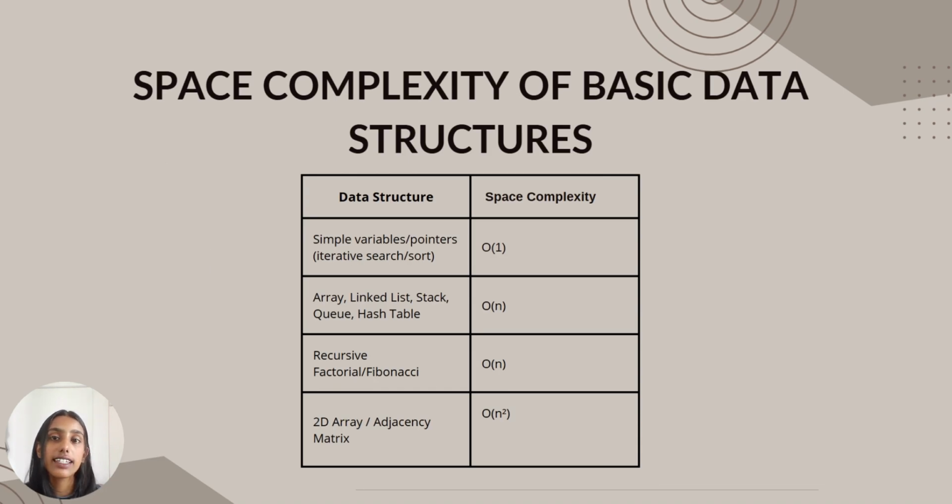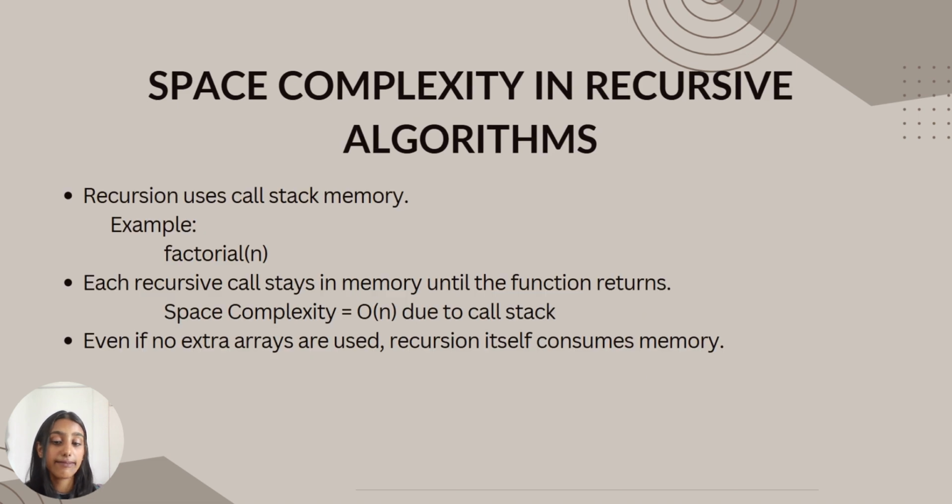Here you can see a table of the basic data structures and their space complexities. Simple variables and pointers have O(1) space complexity. Arrays, linked lists, stacks, queues, and hash tables have O(n) space complexity. Recursive factorial, Fibonacci and so on have O(n) space complexity. And 2D arrays, adjacency matrices and so on have O(n²) space complexity.